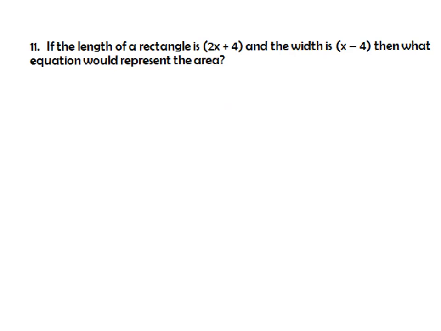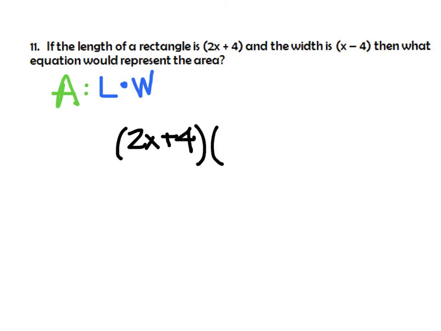If the length of a rectangle is 2x plus 4 and the width is x minus 4, then what equation will represent the area? Well, the first thing you need to ask yourself is, what is the area of a rectangle? Hopefully you know that it's length times width. So basically they're telling us that we need to take this length, which is 2x plus 4, and multiply it times x minus 4. Notice this is a setup just like all our previous problems. So let's just go ahead and do double distribution.